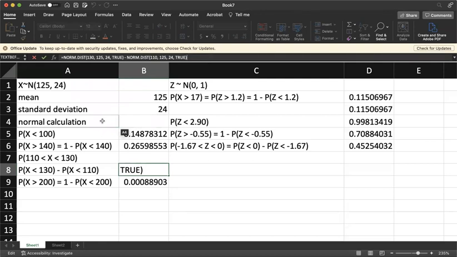So try it out, do some practice. There are plenty of practice problems to try in the assignment section. And I encourage you to keep working with Excel and get used to norm.dist. It's a very powerful tool that we're going to keep using. So get comfortable with it.